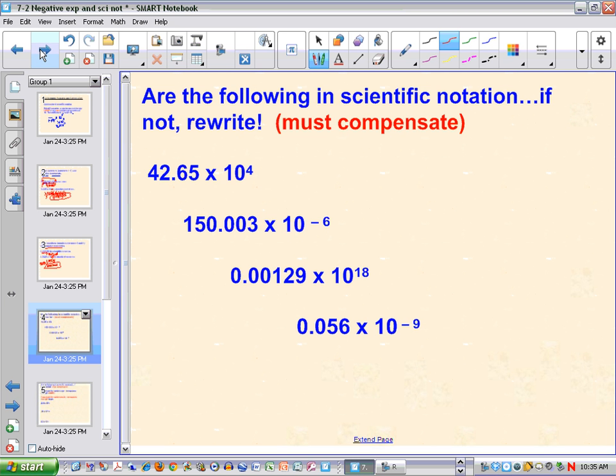All right. So are these in scientific notation? If not, rewrite them. First one. Scientific? No. The first number is not between 1 and 10. So we know we need to move the decimal right there to create a number between 1 and 10. So that would be 4.265 times 10 to the, let's figure this out. Since we're going to decrease this by a factor of 10, right now it's 42.65. We're going to make it 4.265.